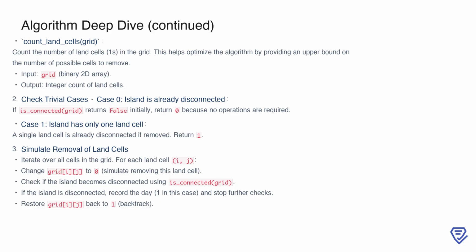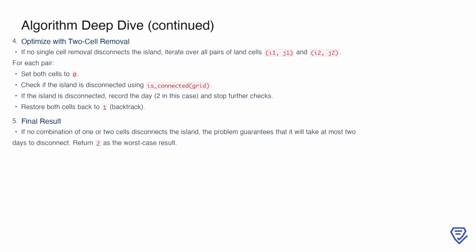For non-trivial grids, we simulate the removal of each land cell to determine if it disconnects the island. For each cell, we temporarily set it to 0, check connectivity using is_connected(grid), and record the result if the island becomes disconnected. After the check, we restore the cell back to 1 to preserve the original grid state and ensure each test is independent. Now, if removing a single land cell is not sufficient to disconnect the island, we extend our simulation to consider the removal of 2 cells at a time. For this, we iterate over all possible pairs of land cells.